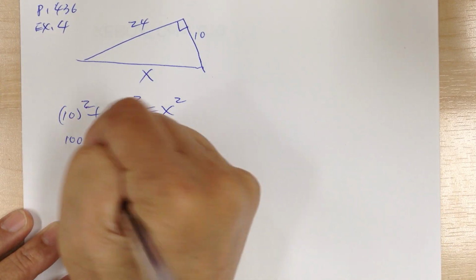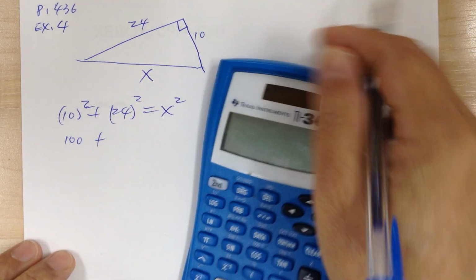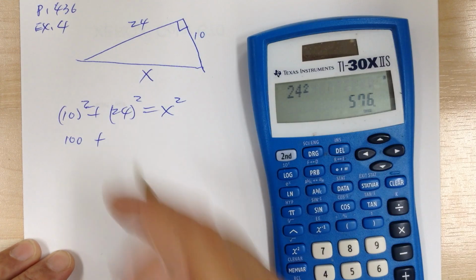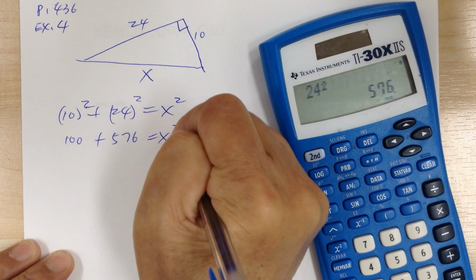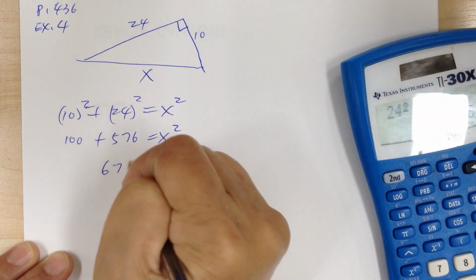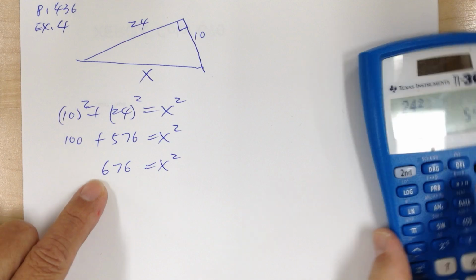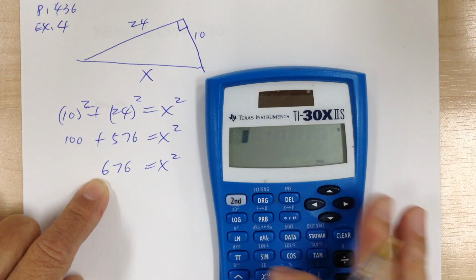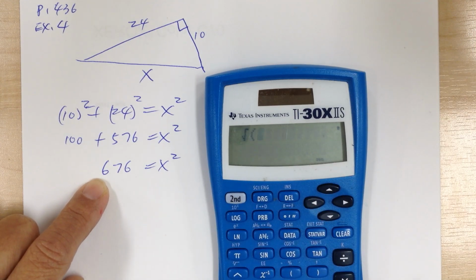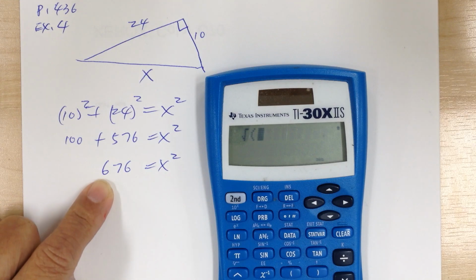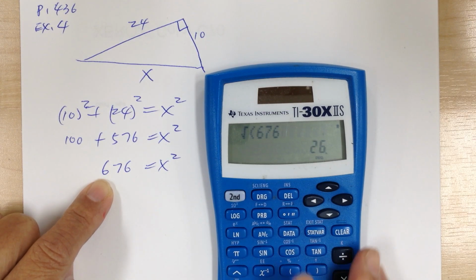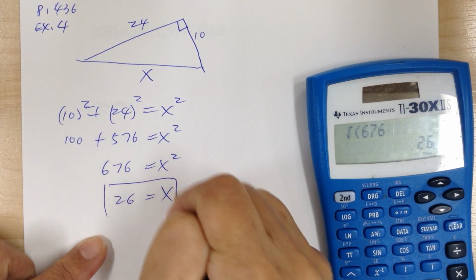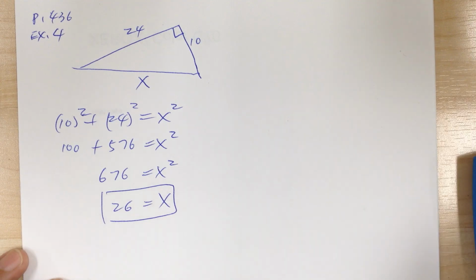So you're going to get 100 plus. It's kind of hard to do without a calculator, right? So 24 squared equals 576, and you add to get 676 equal to x squared. This one you have to use a calculator. You take the square root of 676 and push equal, and x will equal 26. So you have to use a calculator.